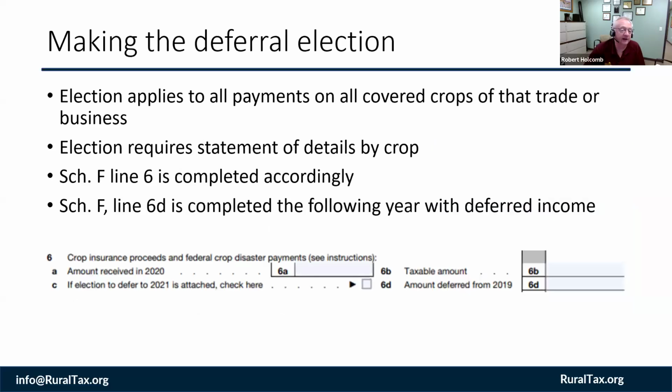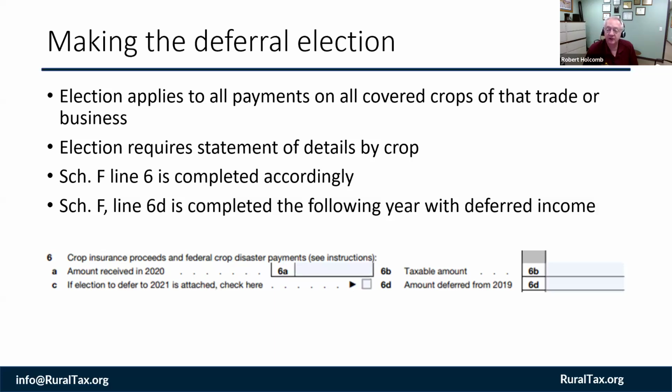All right, actually making the deferral election. When you do the deferral, if you decide to take it in the current year, it's very simple. It just gets reported on the crop insurance line on the Schedule F.